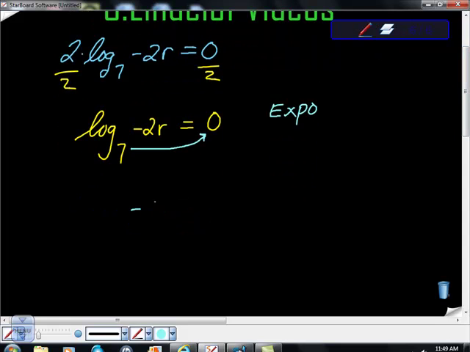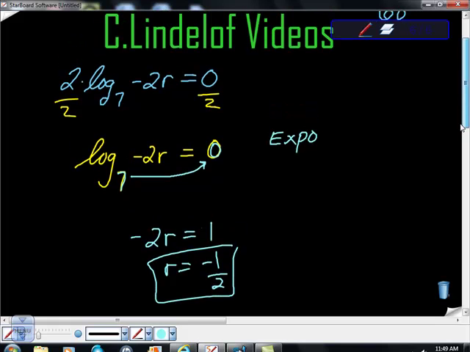So we get negative 2r is equal to 7 to the 0 power. 7 to the 0 power is 1. I'm going to divide both sides by negative 2 and get r is equal to negative 1/2. So that's really quickly how I did that.